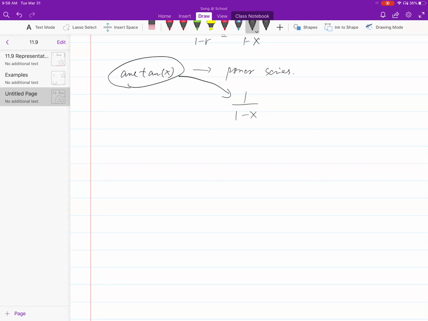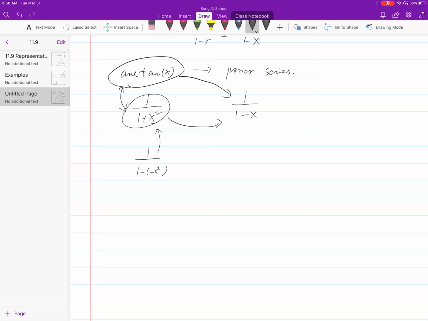Pause a little bit, think about it, and do you realize it's actually this one? It will be very similar to this. Now, if you think about it, this one is basically 1 over 1 minus x squared. I can certainly find the power series of this one. Okay. But what's the relationship between these two?